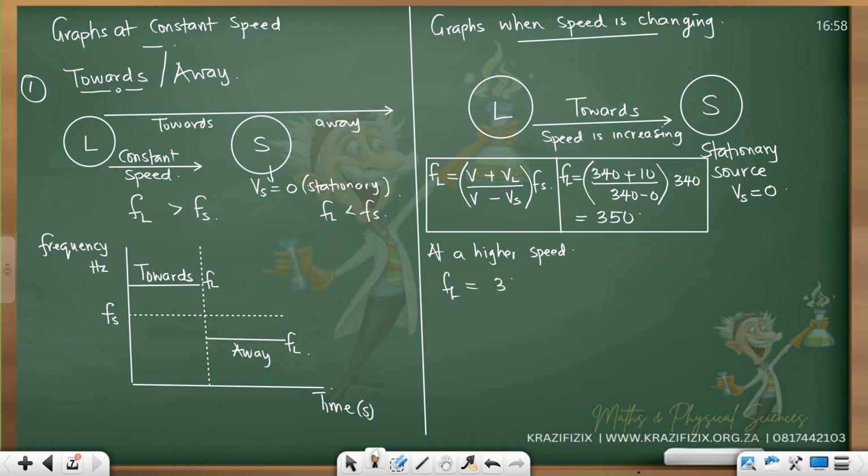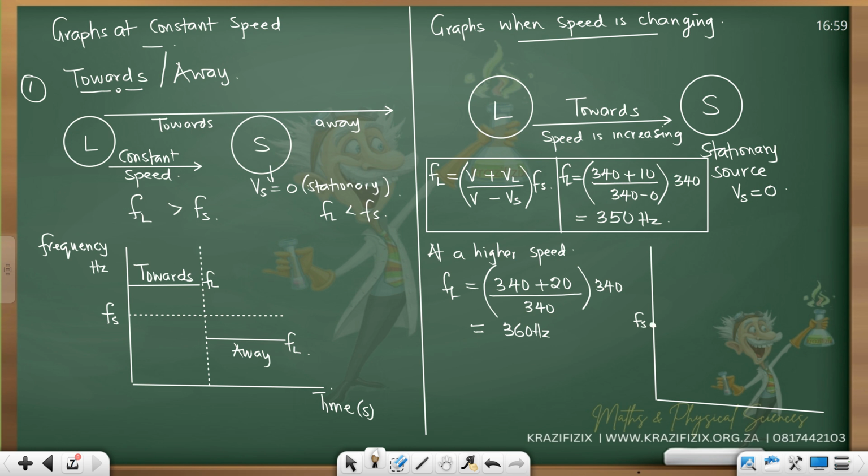FL becomes, let's change the speed to 20. This will be over 340. We keep this Fs constant. What will your answer be? 360. Do you notice that when the listener is moving at a faster speed, the frequency is no longer constant? The frequency has changed from 350 to 360. So your graph would look like this.